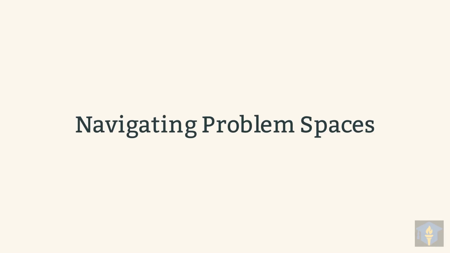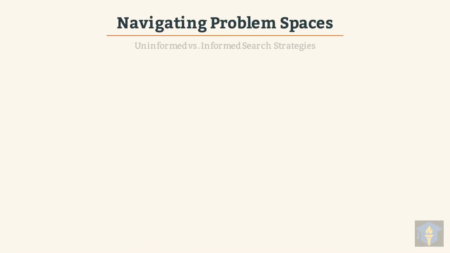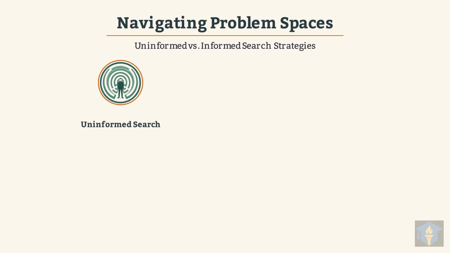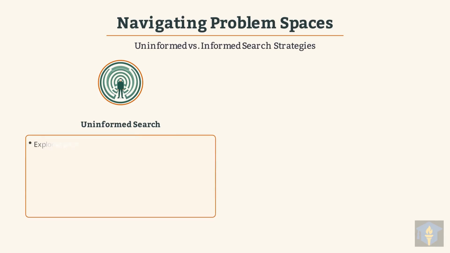Now, let's explore how intelligent agents navigate complex problem spaces to find solutions effectively. We'll compare two main approaches: uninformed search strategies versus informed search strategies. First, let's discuss uninformed search, which explores possibilities without specific knowledge about the problem. It systematically explores the problem space without relying on any specialized domain-specific knowledge. This approach uses only the information explicitly provided in the initial problem definition.